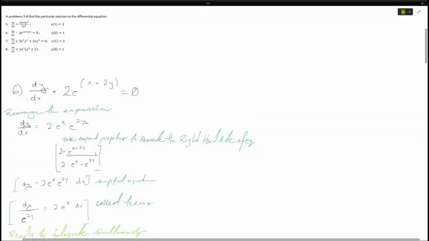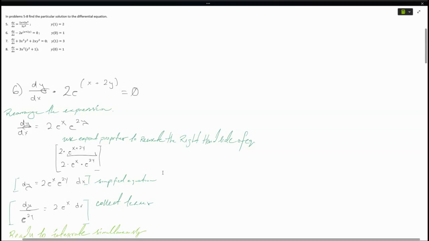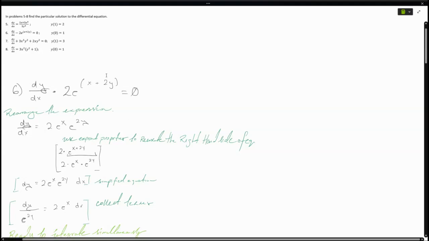Okay, sure. I think I understand what she's doing. I wasn't sure why the screen share stopped. I thought she was sharing. Okay, I'm following. If you pull this 2e to the x plus 2y to the other side, it won't be right, because this is separable. We want to separate the y's and the x. We want to put the x on one side, the y on another side. Correct.